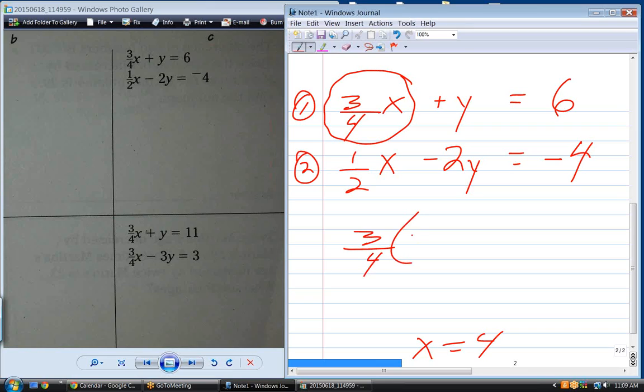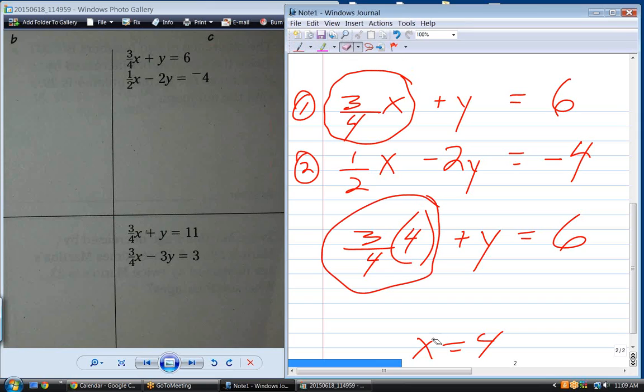3/4 times x, which we now know is 4, plus y equals 6. Well, what's that? Simplify. Always look to simplify. Divide the top by 4 and the bottom by 4. In other words, this 4 over this 4 can be, some people say you can cancel them, but you're really not canceling them. You're leaving behind a 1.